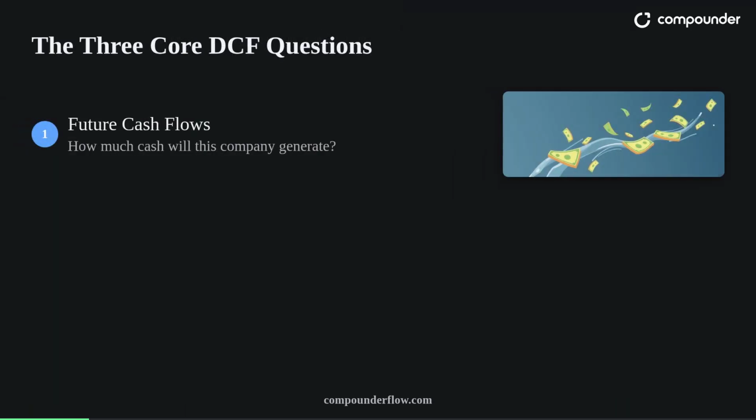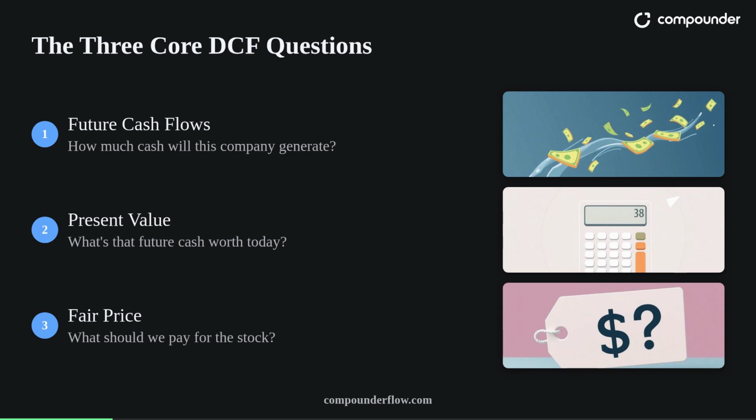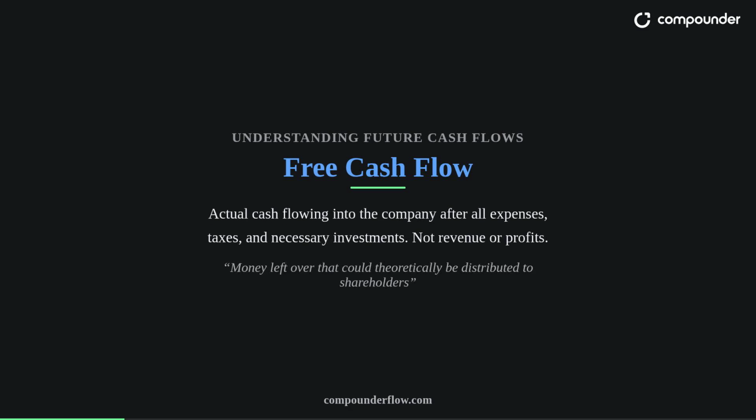The DCF method works by answering three core questions about any business. First, how much cash will this company generate in the future? Second, what's that future cash worth in today's dollars? And third, based on those calculations, what should we pay for the stock today? Let's break down each component.